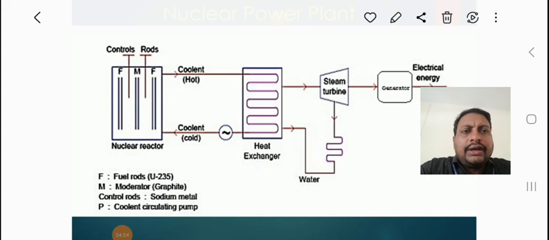In this nuclear reactor, nuclear reactions take place, fission reactions take place. Due to that, a large amount of heat will be developed. That heat will be passing through with the help of a coolant. You may observe the diagram.